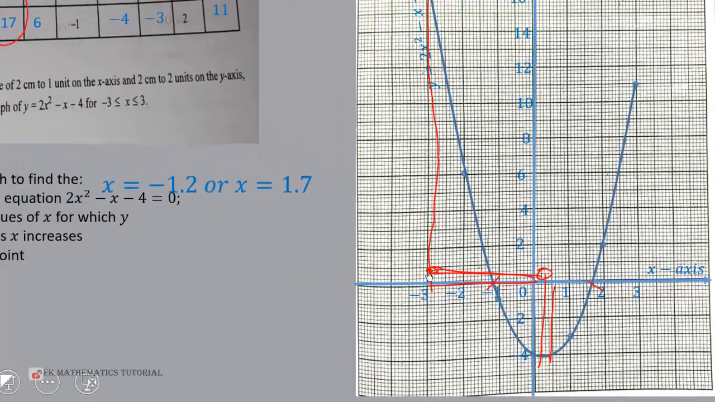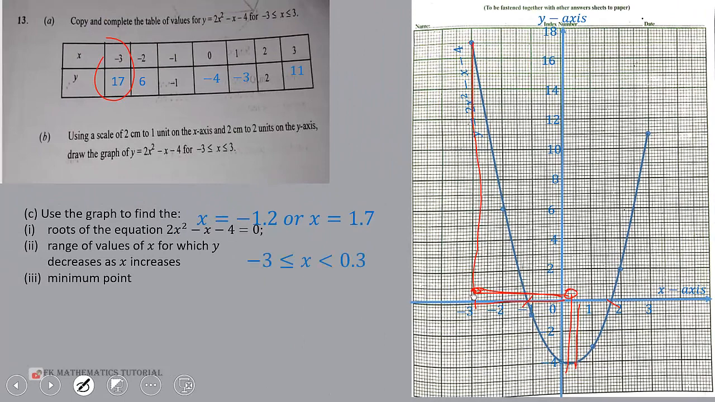So the inequality there is -3 is less than or equal to x is less than 0.3, because at this particular point it is neither increasing nor decreasing. So the minimum point is here. So that is (0.3, -4.1).